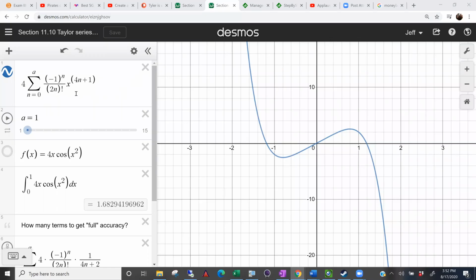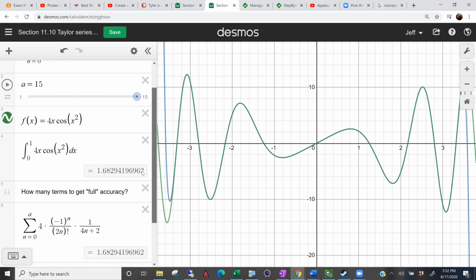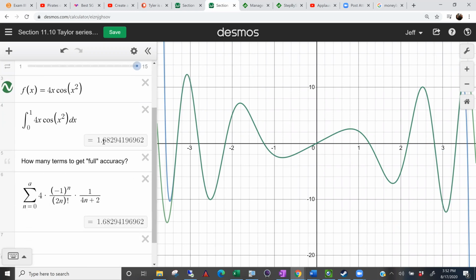So here's our series right there. Here's the actual function. Let's compare the two. Now, as I add more terms to this series, I get a better and better approximation. Now, if I wanted the exact value of that series, here it is in Desmos, 1.6829419, et cetera, et cetera, et cetera.